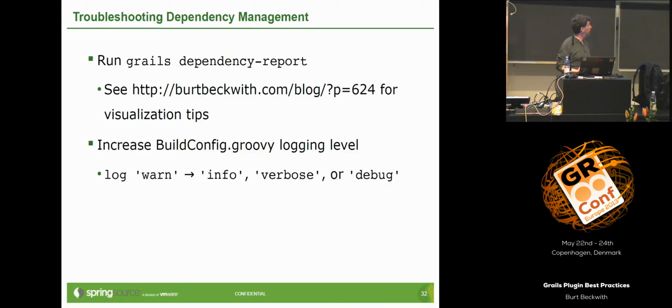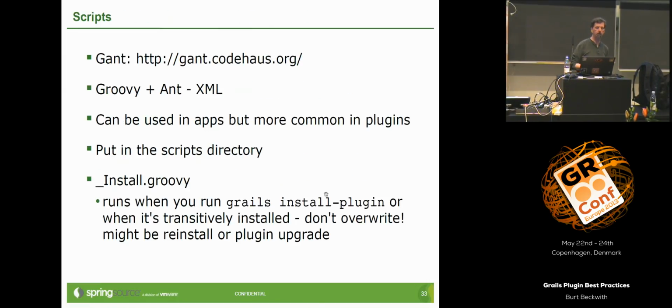If you do have dependency management issues, and this is really pre-Aether, this is for Ivy, I did a blog post on how to visualize the dependency graph. You can also change the logging for BuildConfig, because it defaults to warn, but you can make it really noisy with info, verbose, or debug, and you can actually see all the Ivy Maven noise that's happening to figure out why weird things are happening.